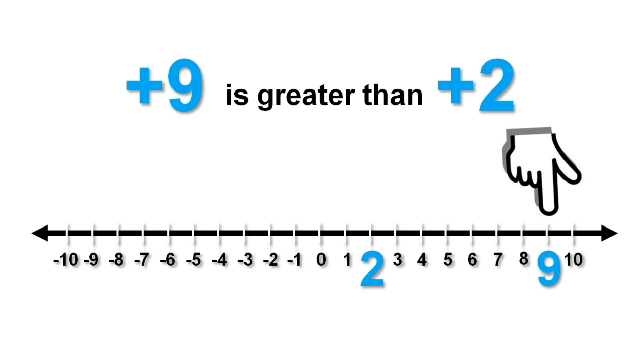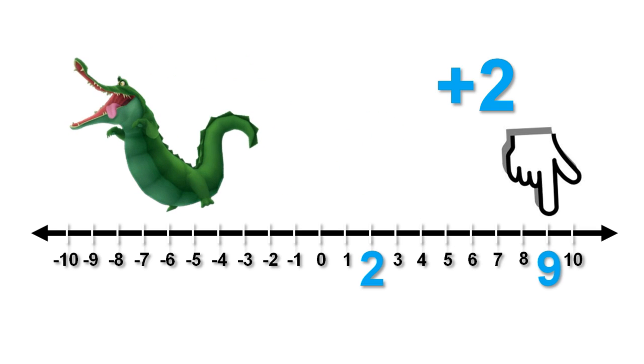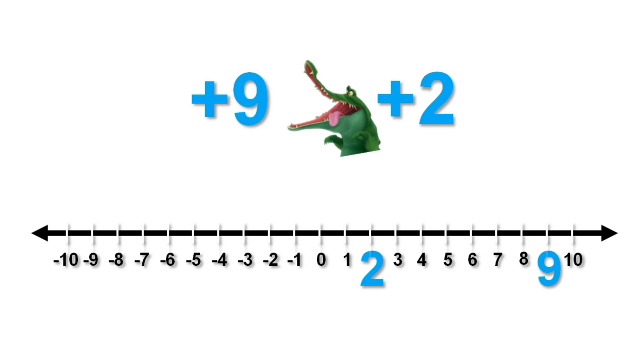To help you remember this, we are going to use a greedy crocodile. The greedy crocodile always wants to eat the bigger number. He opens his jaws wide to eat it. This shape of his jaws is the same as the symbol we use. This symbol is called an inequality sign. This mathematical expression means that positive 9 is greater than positive 2.